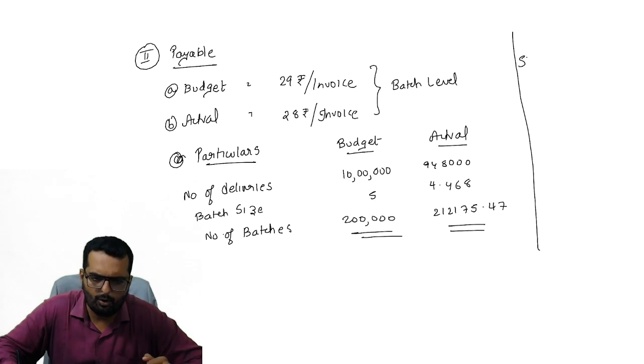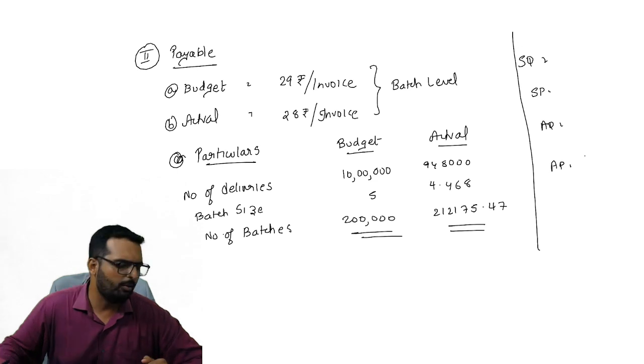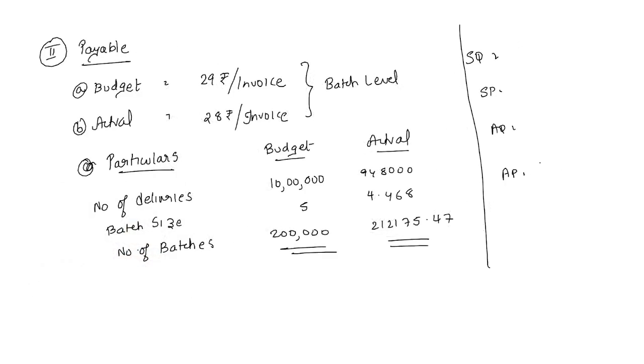In this example, what will be SQ, SP, AQ, AP? Come on, I'll give you 2 minutes time. SQ is based on actual output. Keep that rule always in your mind.